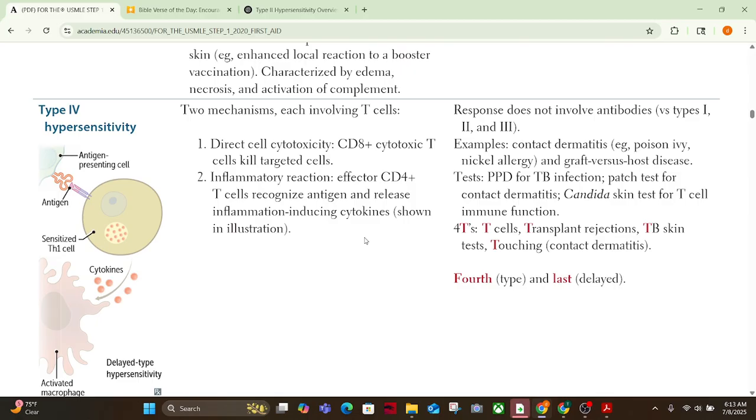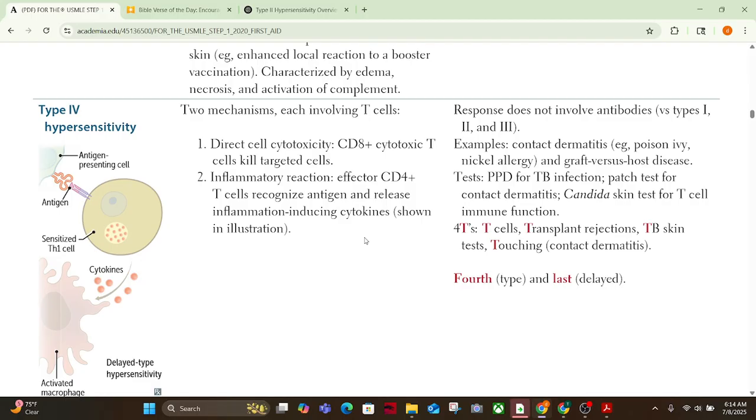So the Th1 secretes interferon gamma, and the macrophages secrete IL-12 to make more Th1. Okay, so remember that. You have to memorize that. There is no other way. If you look at it 10 times, you will get it. Trust me.